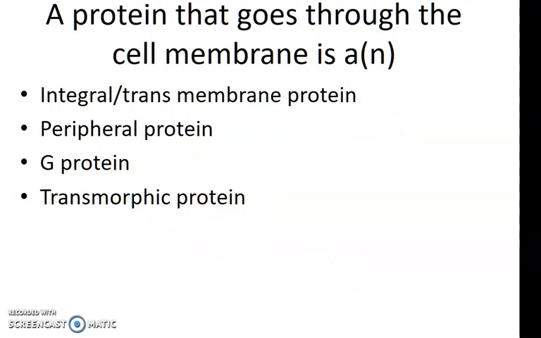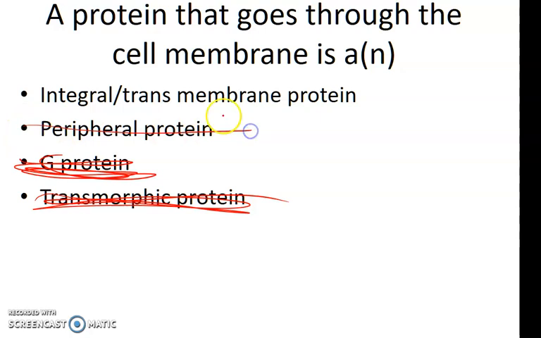So, a protein that goes all the way through is an integral or transmembrane protein. Peripheral protein. We haven't heard about G proteins yet. Transmorphic proteins, I swear whoever wrote that is making things up now. So, periphery is on the outside, so it would be integral or transmembrane.